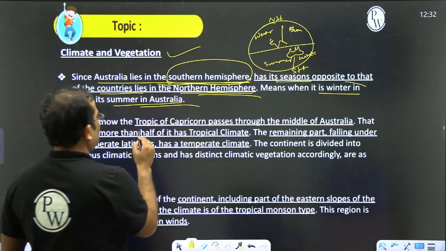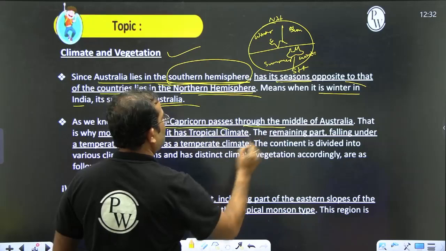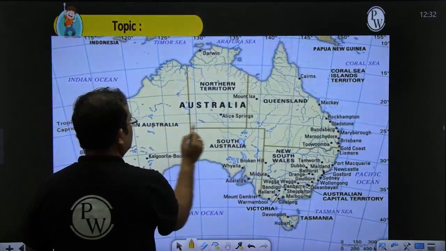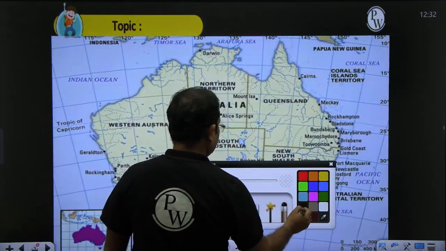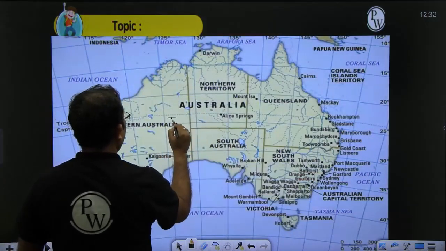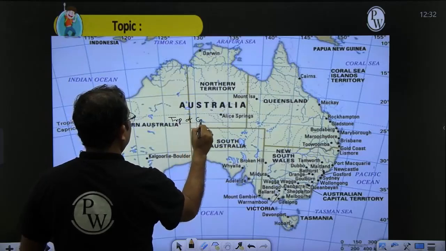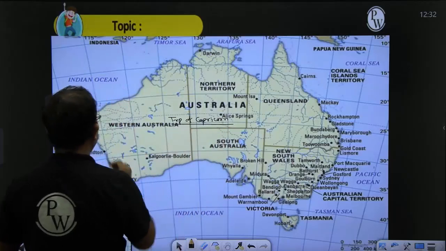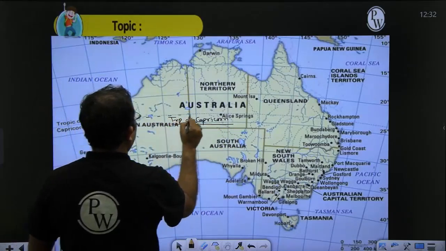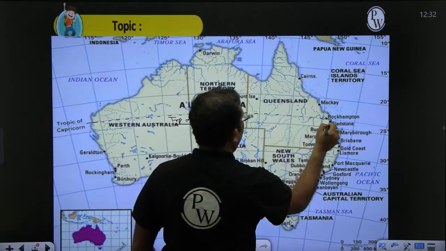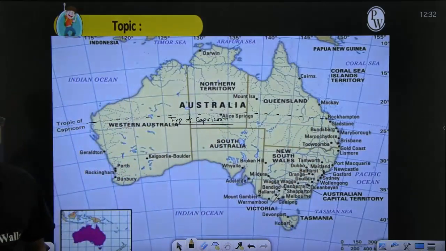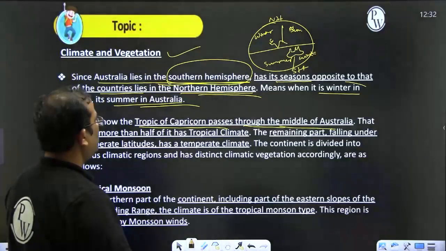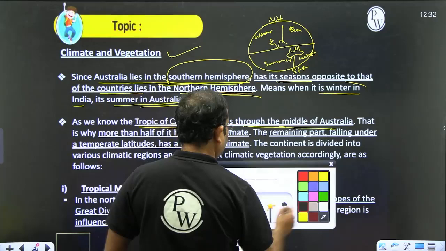Since we know that the Tropic of Capricorn passes through the middle of Australia, just see the diagram. This is your Tropic of Capricorn, that passes through the middle of your Australia.